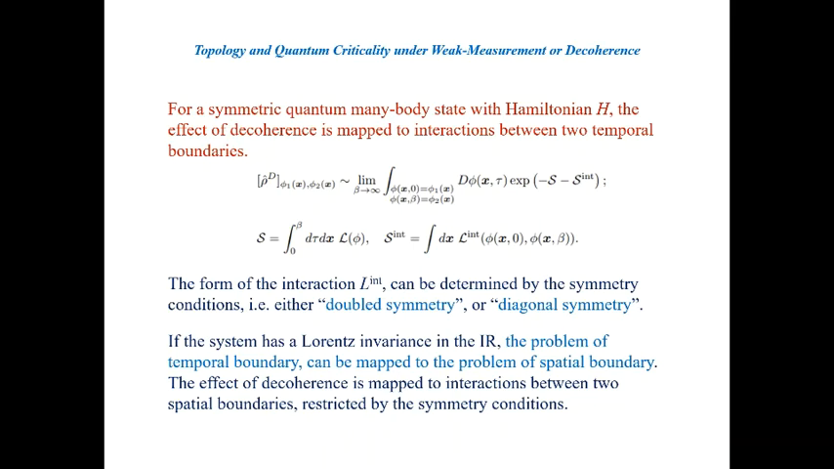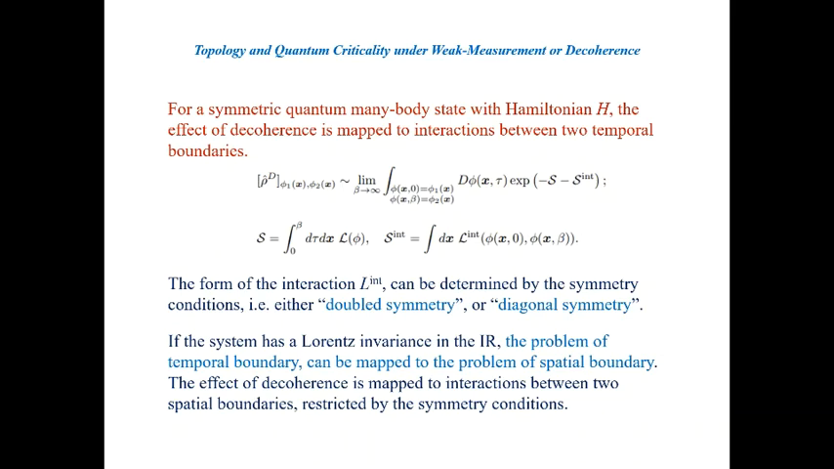And suppose the system has certain space-time rotation invariance or Lorentz invariance. Actually, many condensed matter systems have certain Lorentz invariance in certain limits. Suppose the system has this kind of symmetry, then we can do a space-time rotation. Then the decoherence problem in the bulk is mapped to the interaction between the two opposite spatial boundaries.